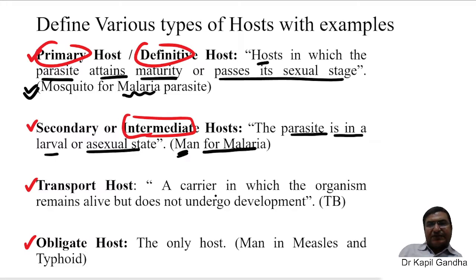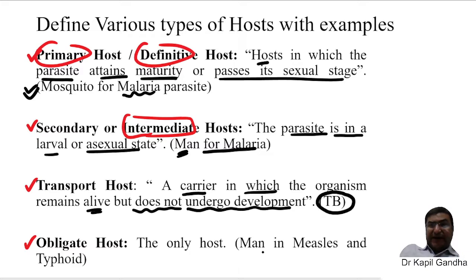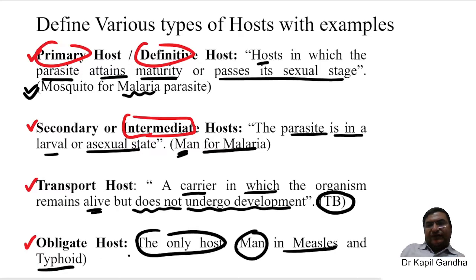What about the transport host? A transport host is a carrier in which the organism remains alive but doesn't undergo any kind of further development. For example, tuberculosis. The last one is obligate, the only host. For example, man in measles and typhoid. In measles and typhoid, only man is involved, so it is called the obligate host.